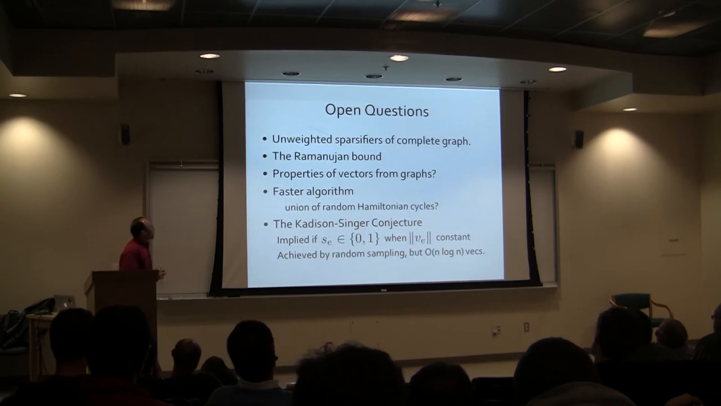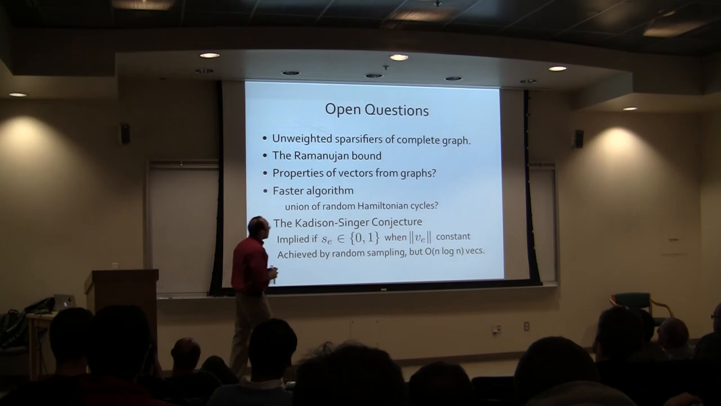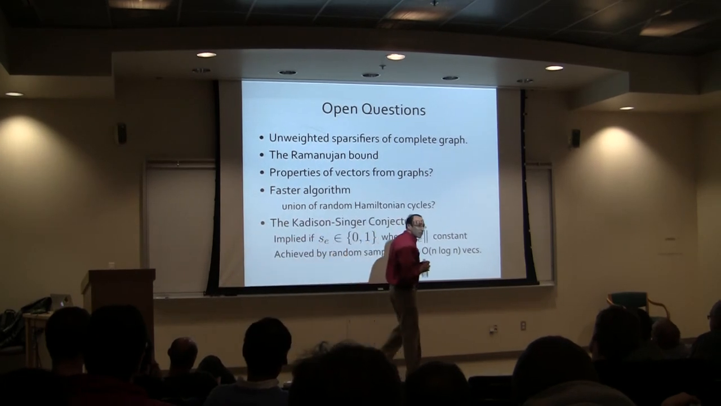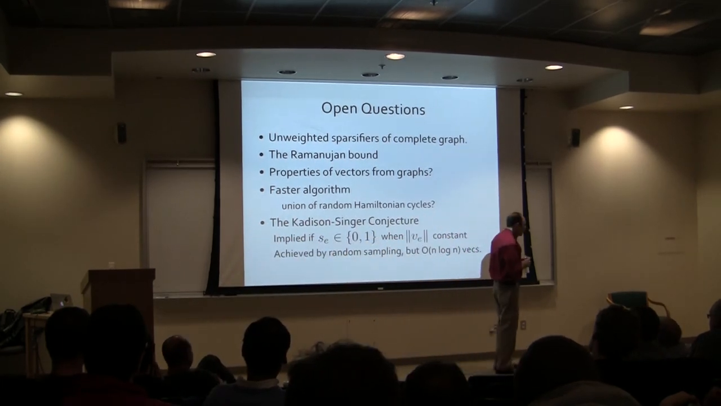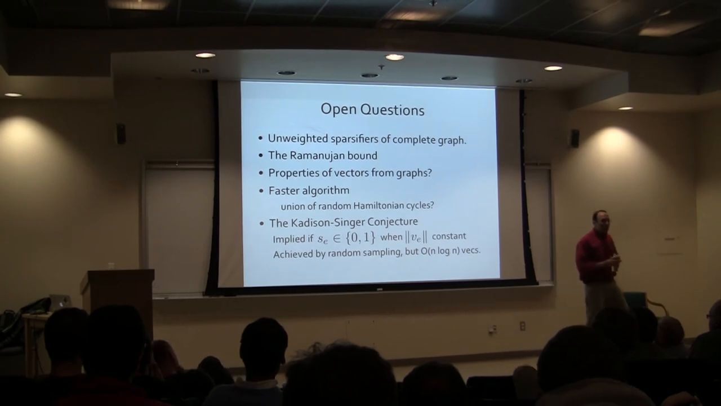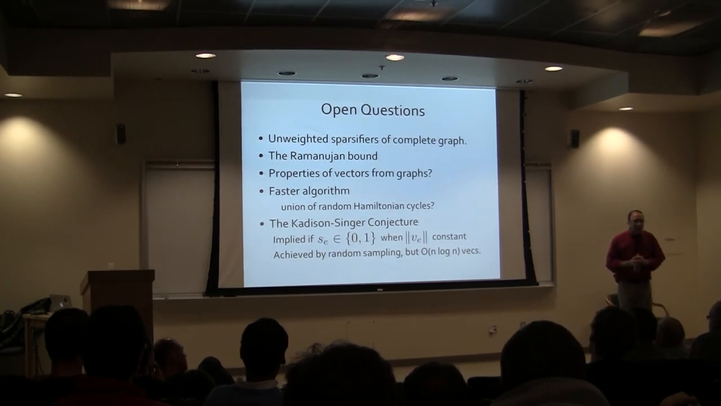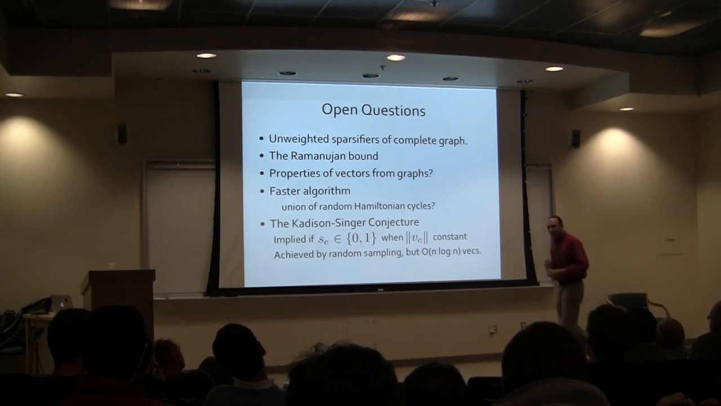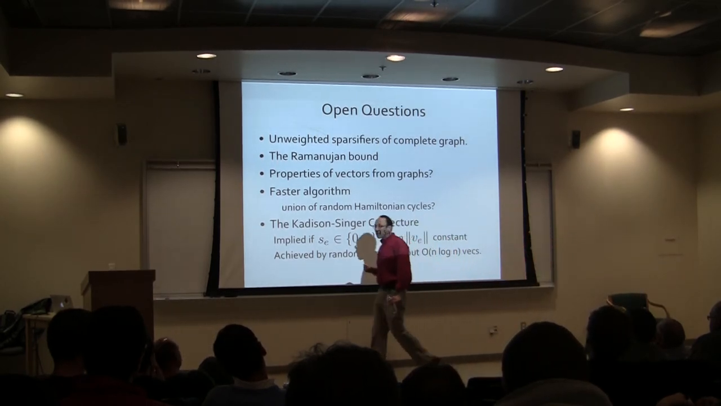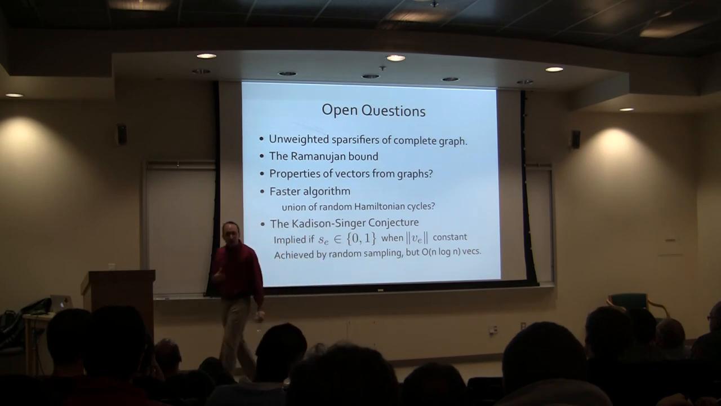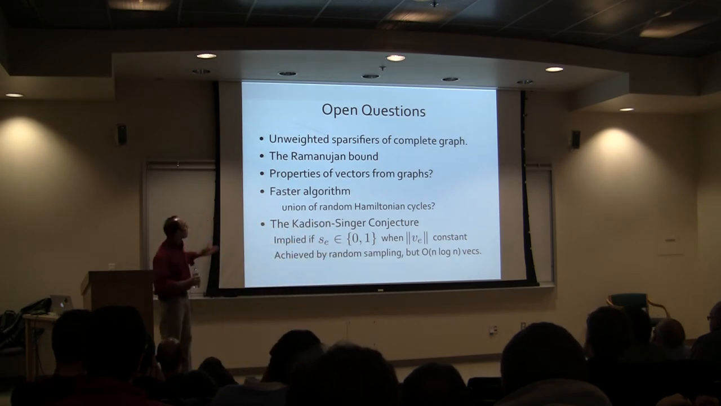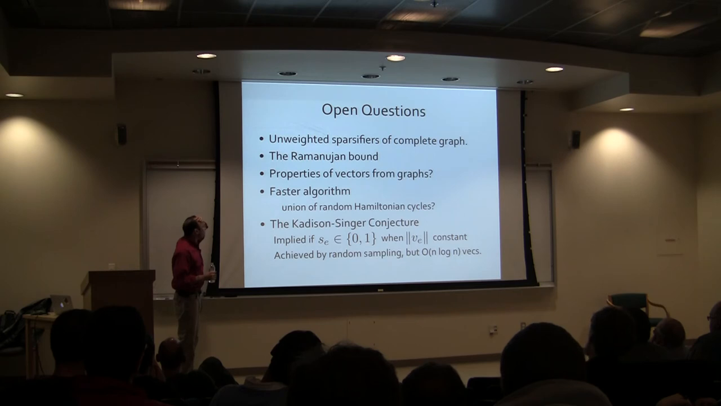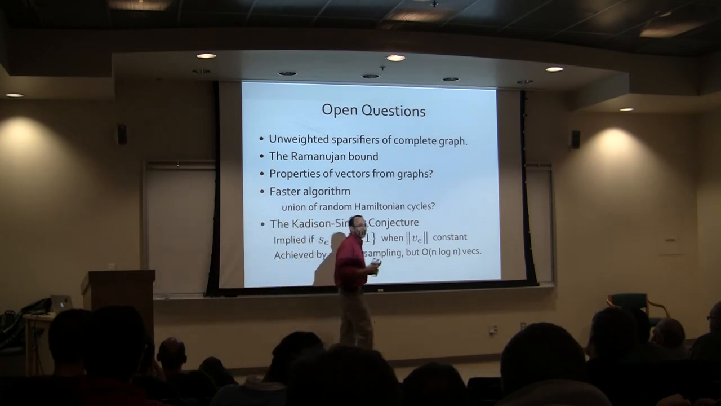Okay, here are some open questions for you quickly. If you apply this sort of concept to the complete graph, what's very strange is we do get sparsifiers of it, but we have weights on the edges. Is there any natural greedy algorithm like this that would approximate the complete graph and sparsify it, but without weights on the edges? That's something we'd really like to get. And if you could come up with that, again, you probably have to use something about graphs. Maybe you can get to the Ramanujan bound. Maybe you can also understand what is special in this argument. There are some special properties of the vectors you get from graphs.